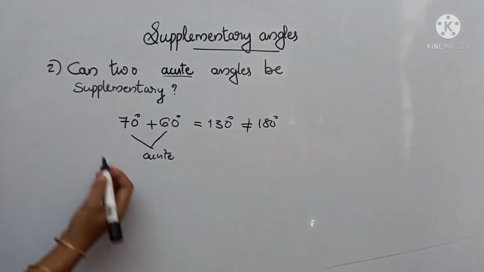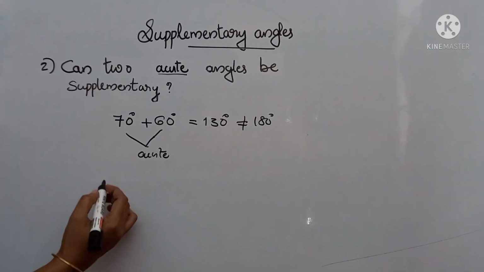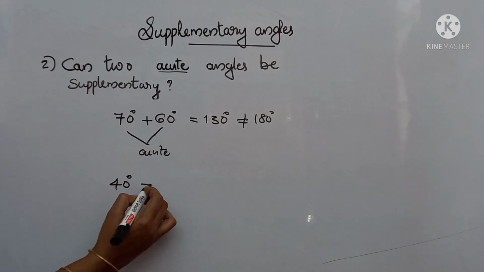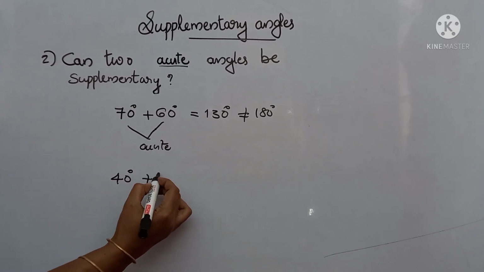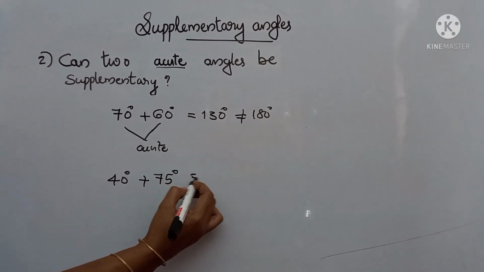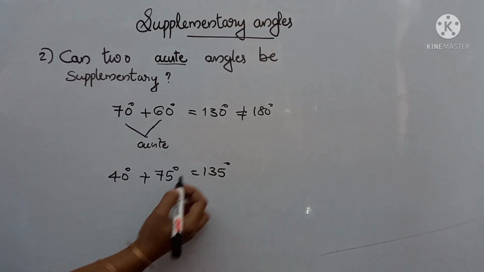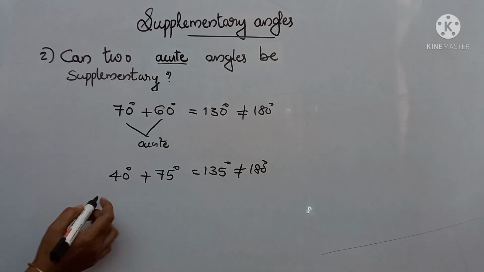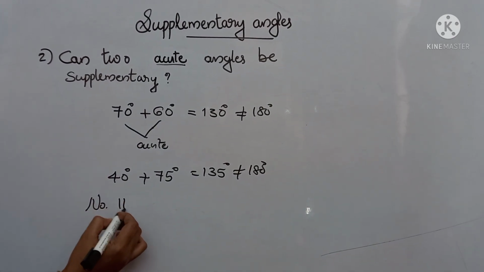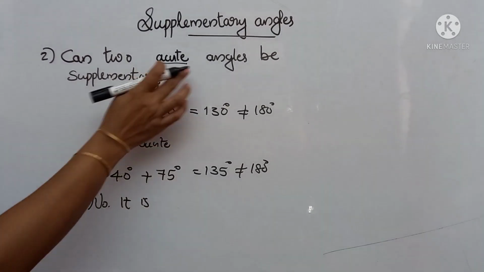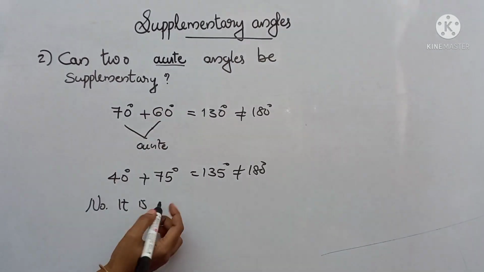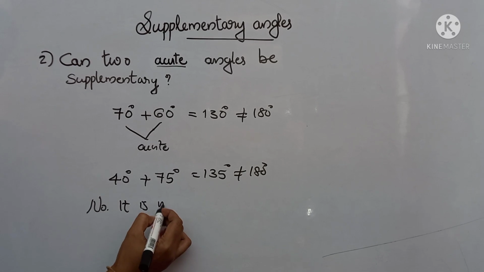So we can take one more example: one acute angle, let it be 40 degree, plus another one, 75 degree. What is the sum? It is equal to 135 degree only. So this is not equal to 180 degree. From these examples we can say no, it is not possible for the sum of two acute angles to be supplementary. Not possible.